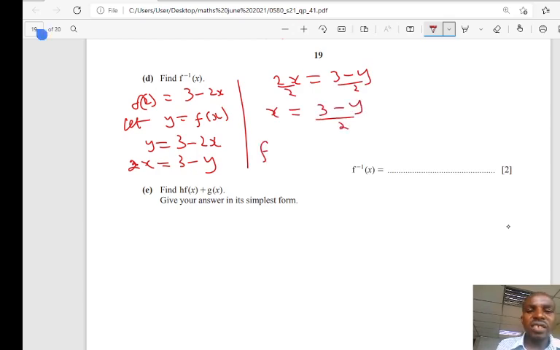Now, the inverse of f of x. You just replace y with x now. So it will be (3 minus x) over 2. That's the inverse. Then you are done.